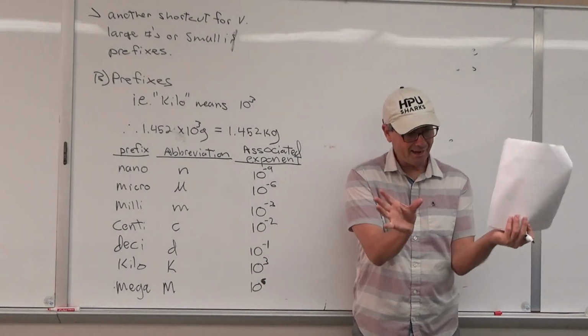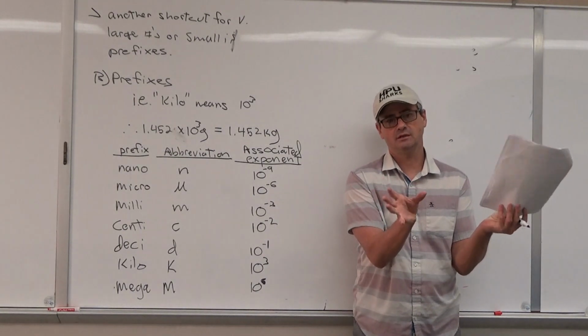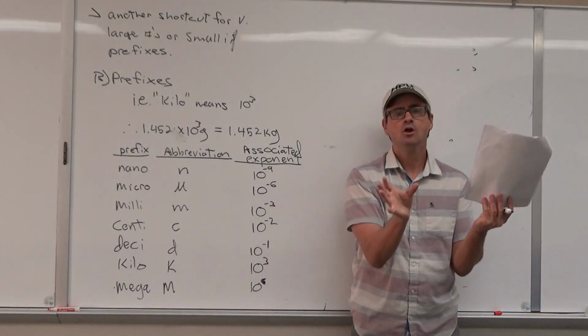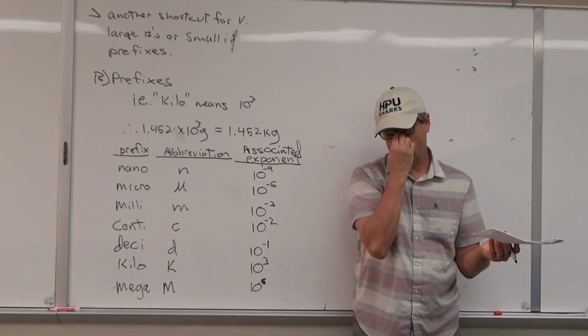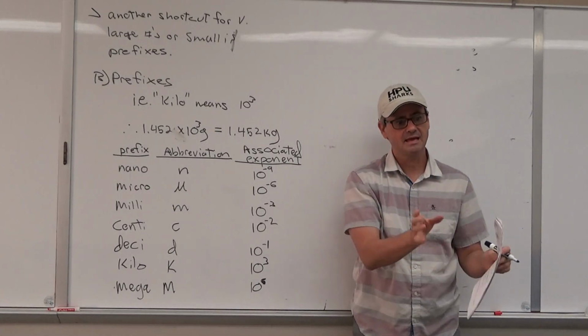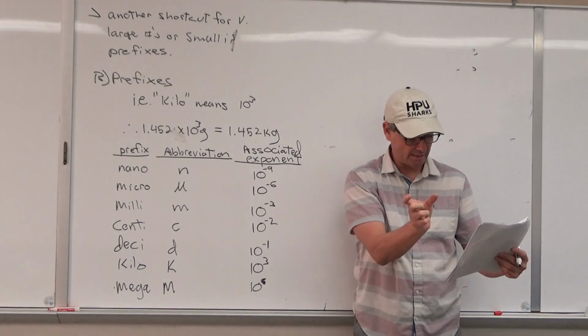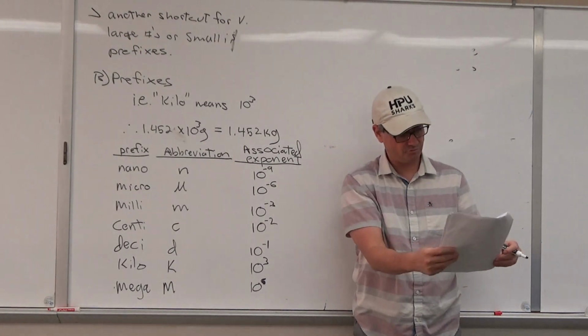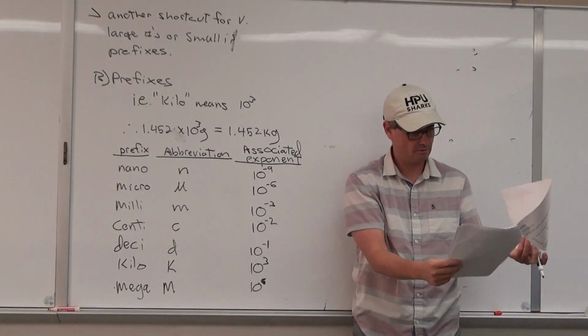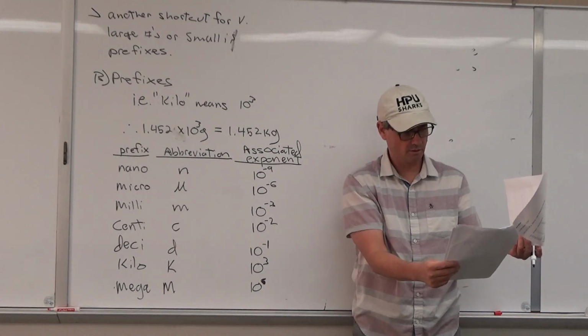When you're adding or subtracting two numbers in scientific notation, what you have to do is look at how many digits they have to the right. Let me express this correctly.